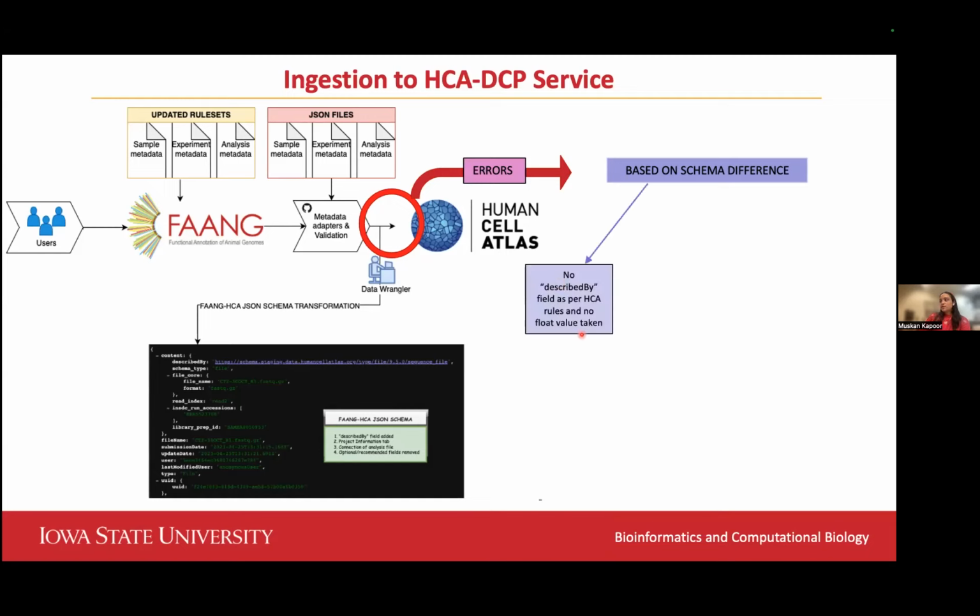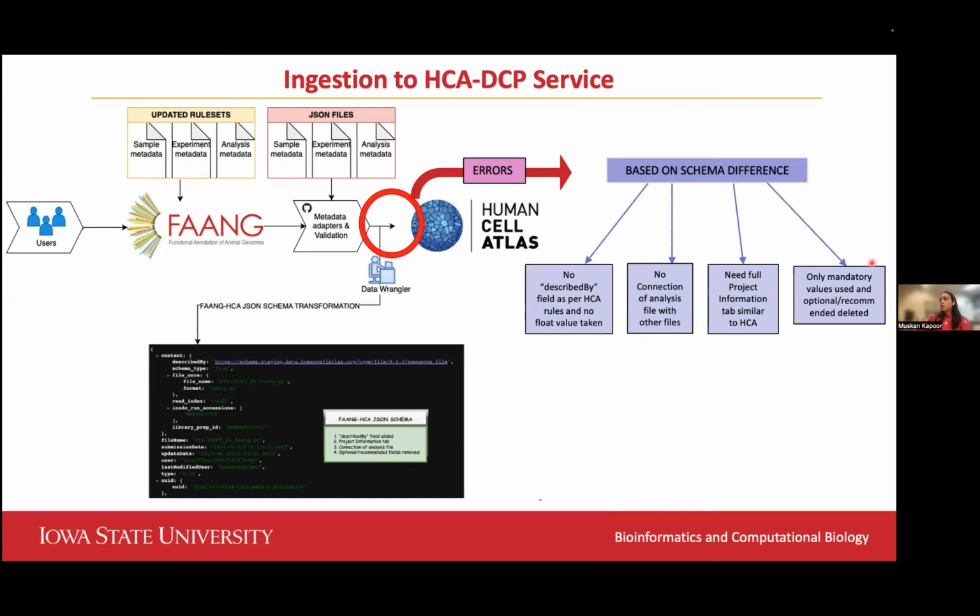The schema differences: first, there was no described by field as per the HCA rules, and no float values were taken. Second, there was no connection of the analysis file with the other 2 files. And third, we needed a full project information tab. This is separate, but we needed a full project indicating all those files are connected together. And fourth, only mandatory values were considered, whereas in FANG, as you would know, there is an option for optional and recommended values. So how did we solve these errors?